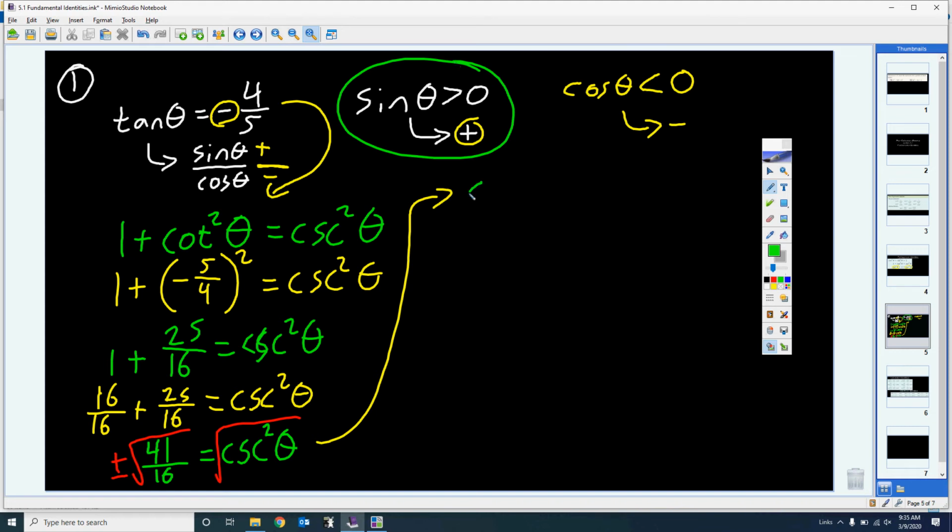So I'm going to have cosecant of theta equals, I'll put the positive sign there even though we really don't need it, positive square root of 41, because it's just the square root of 41, can't do a whole lot with that, over, well, the square root of 16 is 4. And I have cosecant is that. That's one of the two things it asked me for.